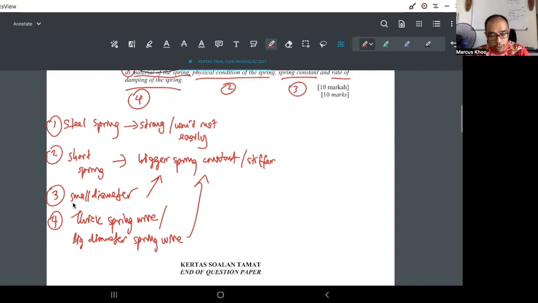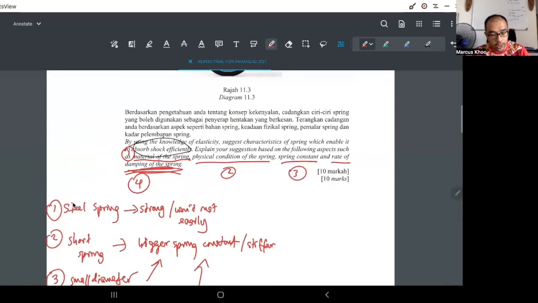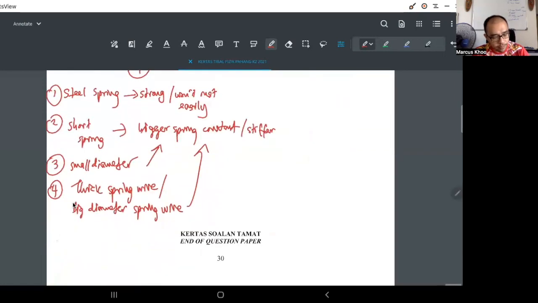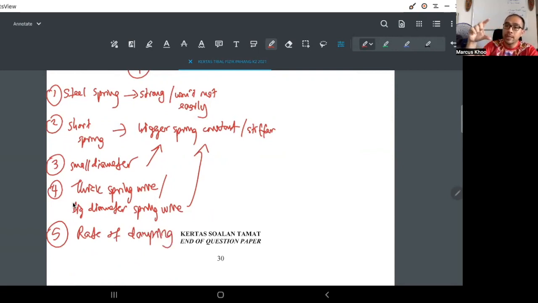Anything? Oh, we haven't talked about rate of damping. We haven't talked about the spring constant. Okay, kejap. Let me talk about the damping first. So the rate of damping. Rate of damping means, does it damp very fast? Damping is kalau kamu ayun makan, then you let it go. Does it take a very long time to settle down?